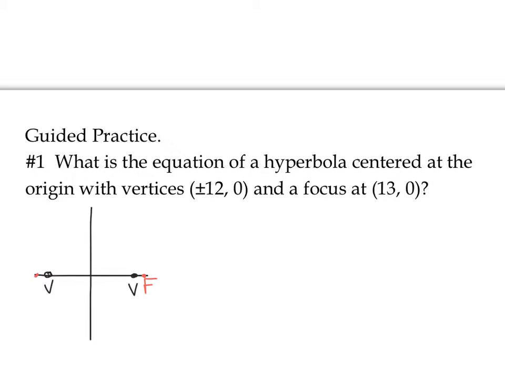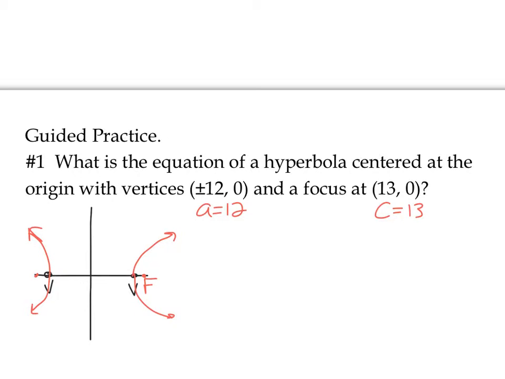The key is that it's going to open around the focus, right? So on this side, it'll do the same. And so we want to make sure we know this means it's opening left and right. That's the biggest key to this. And now we have an a value of 12, a c value of 13. So we need to find the b value. To be able to write the equation, we need the b value.